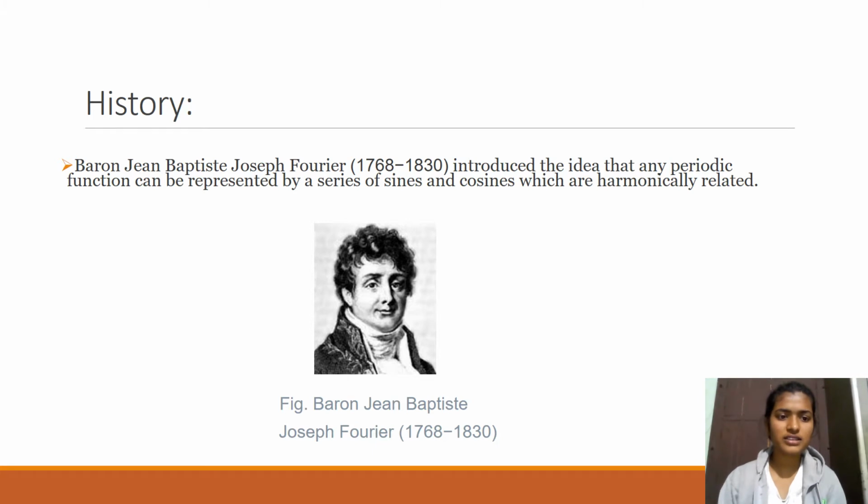So let's see the history part. There was a scientist named Baron Jean-Baptiste Joseph Fourier. He introduced the idea that any periodic function can be represented by a series of sines and cosines which are harmonically related. So let's go to the next slide and talk in detail.